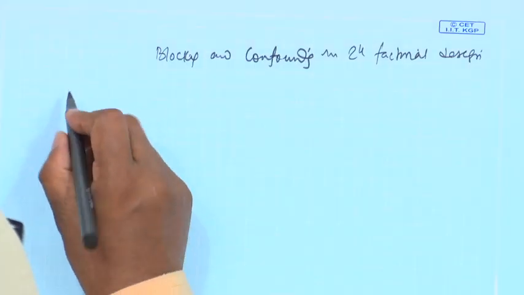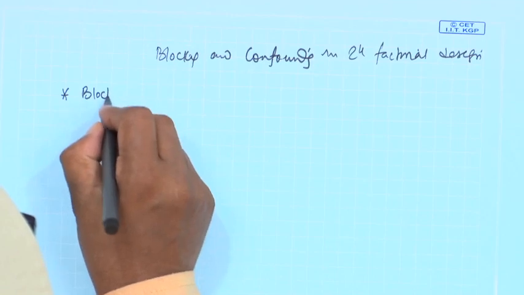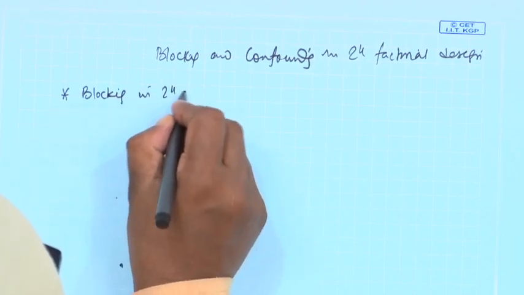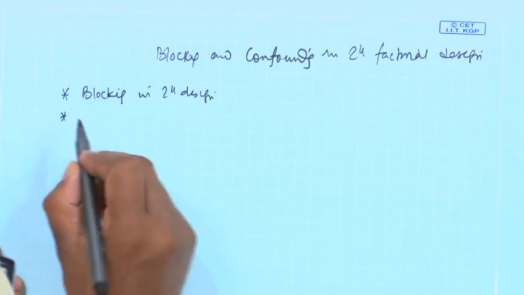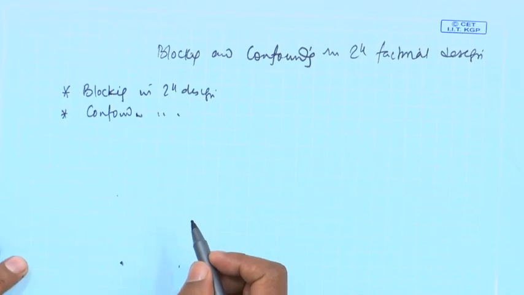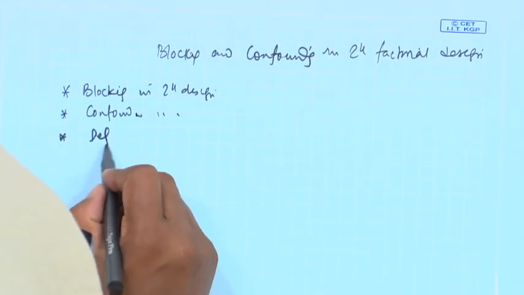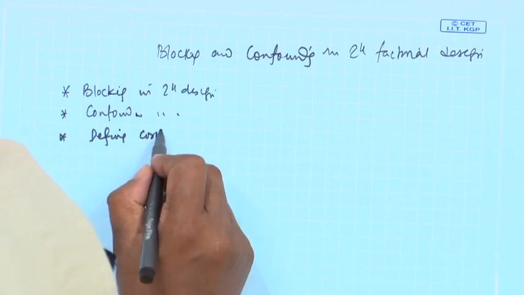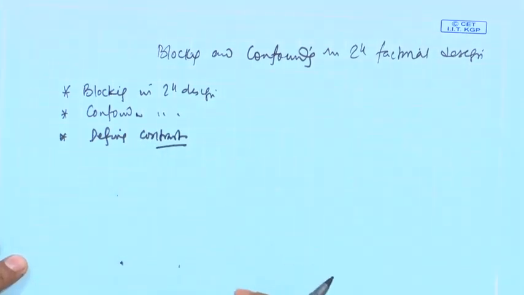Welcome. We will continue blocking and confounding in the 2 to the power k factorial design. In the last class, I discussed what is blocking in the 2 to the power k design, and then we also discussed what is confounding in the 2 to the power k design, and we also discussed defining contrast, which will help in assigning different experimental combinations or treatment combinations to different blocks.